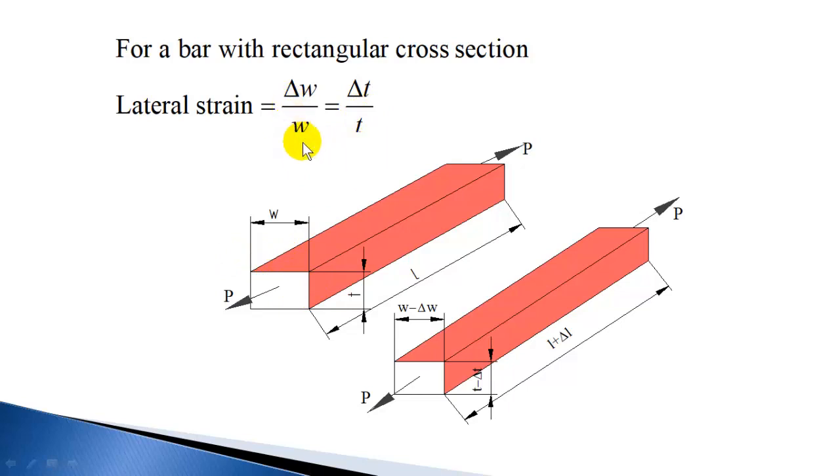So if delta W by W is known, you can find out delta T by multiplying with the thickness. If you multiply by thickness, you will get the change in thickness. So when one of the lateral strains is known, you will be able to find out the change in lateral dimension in the other direction.